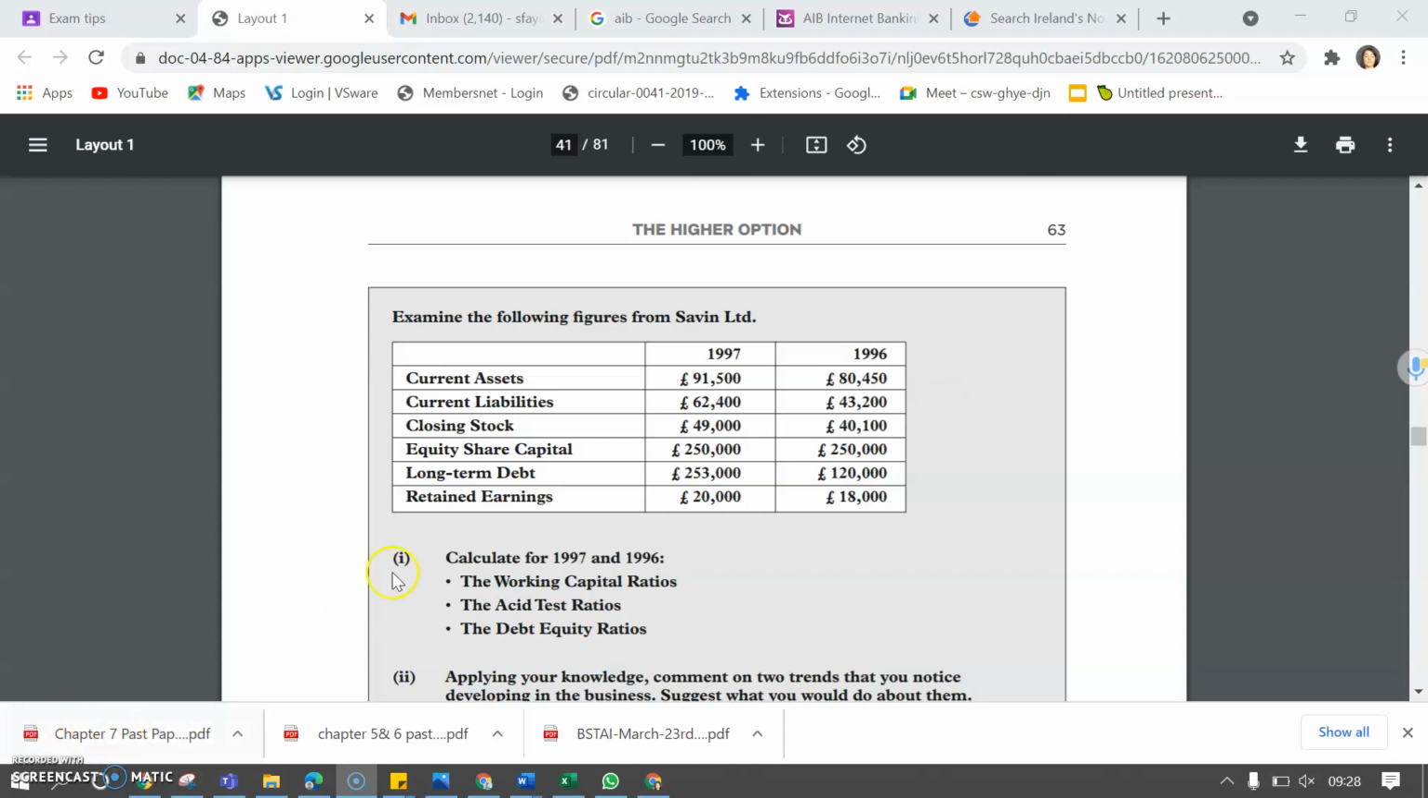So, a higher option part on the accounts. Current assets are like your stock, your money in your bank, your debtors, your customers who owe you money, right? And you're looking at it from one year to the other. So you're popping from 96 to 97, where you can see your current assets improving.